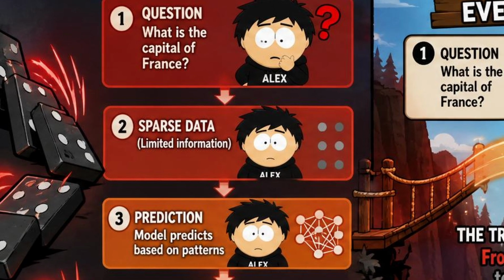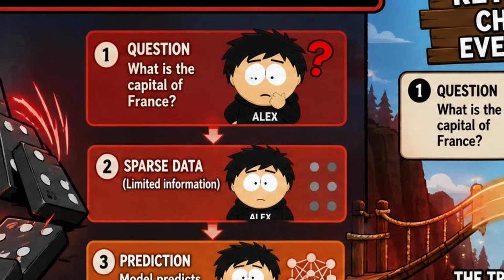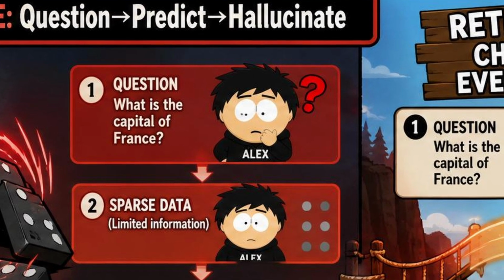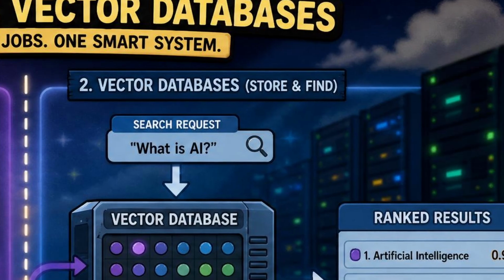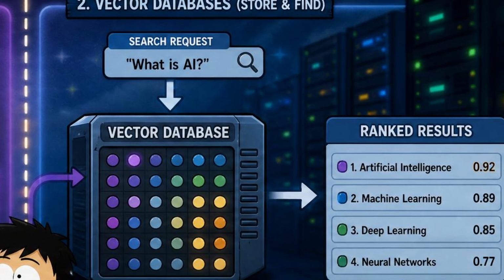Back in episode 3, we talked about hallucination, a model predicting plausible text instead of admitting "I don't know." And in episodes 8 and 9, we covered the two pieces that make search actually work. The embeddings, which capture meanings, and vector databases, which find the right document in milliseconds.